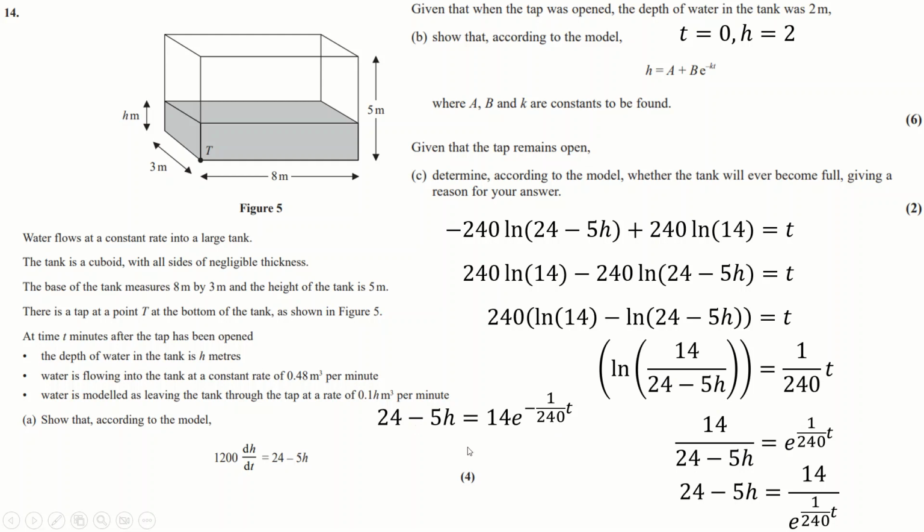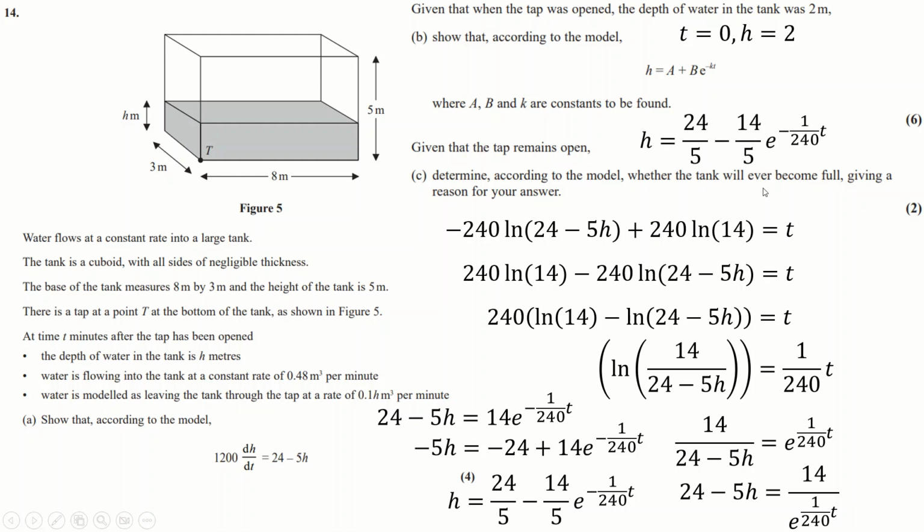And then, of course, just take away 24, or add 5h and then take away this. I took away 24, and then I divided by minus 5 to get this. And that's that. Good. Given the tap remains open, determine according to the model whether the tank will ever become full. So that's my solution here from this.